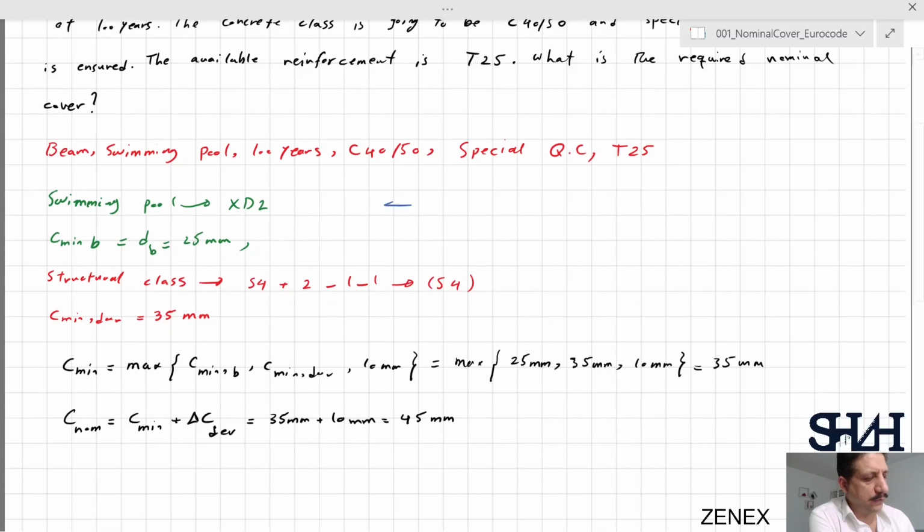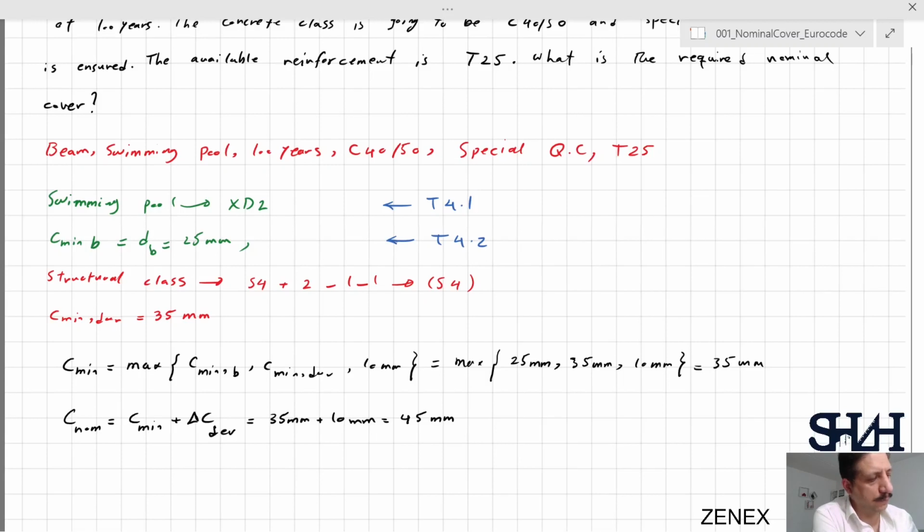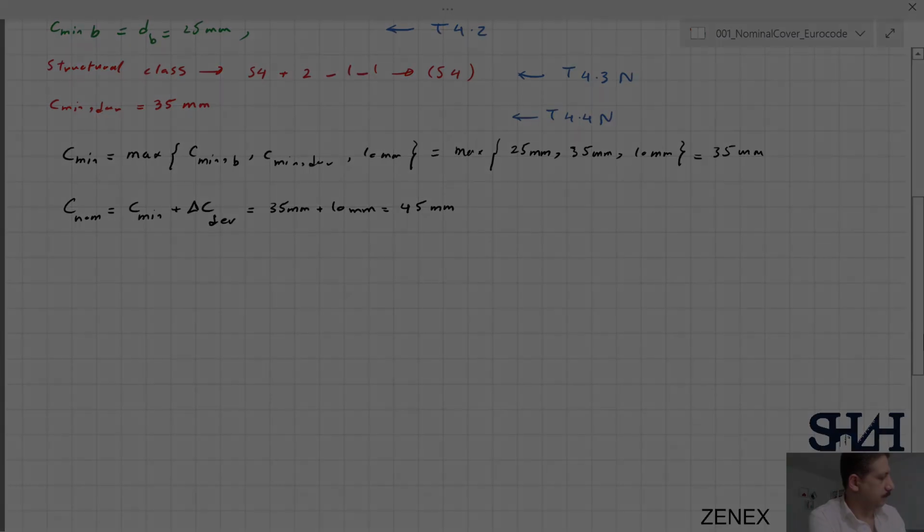For swimming pool, we go to table 4.1 and determine what is the exposure class. Then from table 4.2, we calculate C minimum b. From table 4.3N, we determine the structural class. And from table 4.4N, we determine C minimum durability. And then from the equations given in Eurocode, we can calculate C minimum and C nominal. In the main drawing, it should be written clearly that this is the nominal cover that we need. That's what should be done.